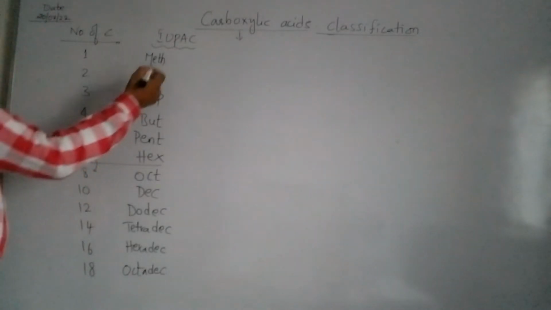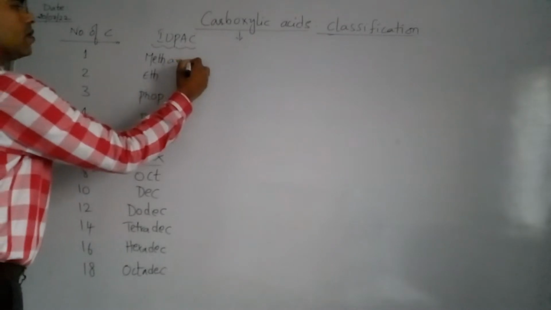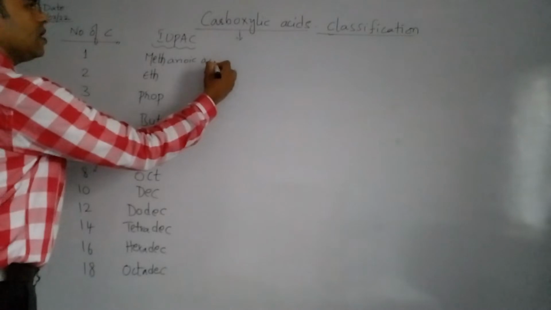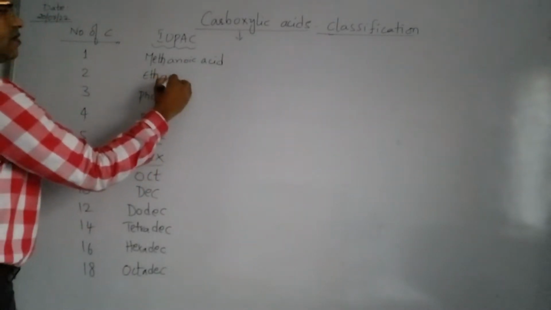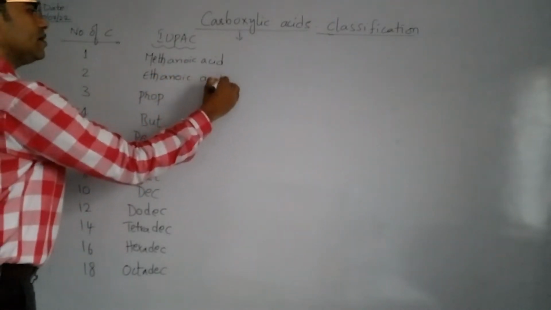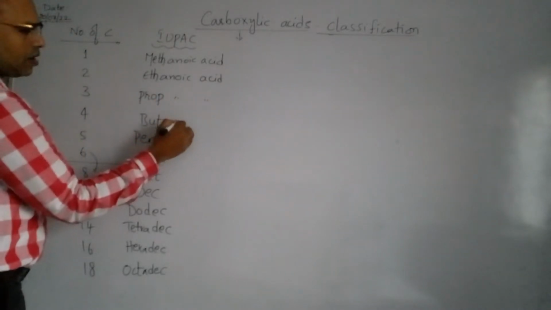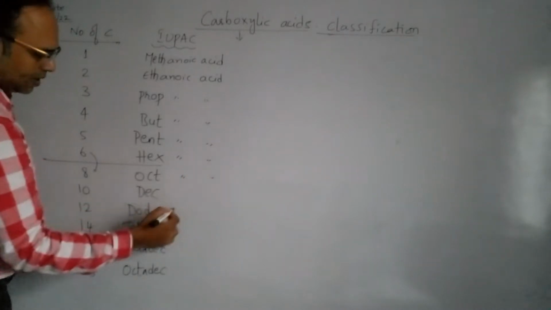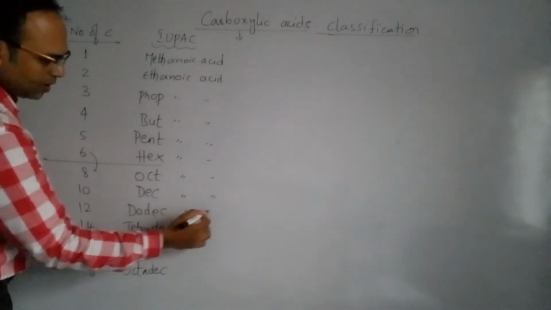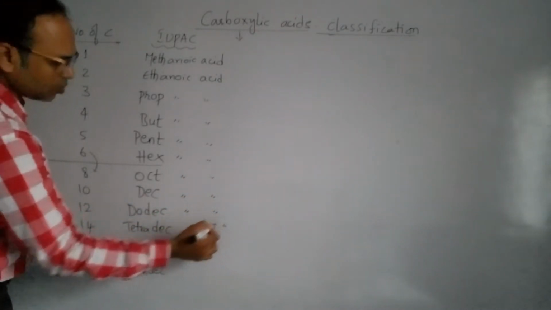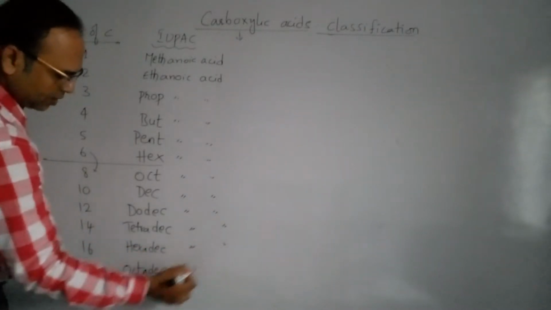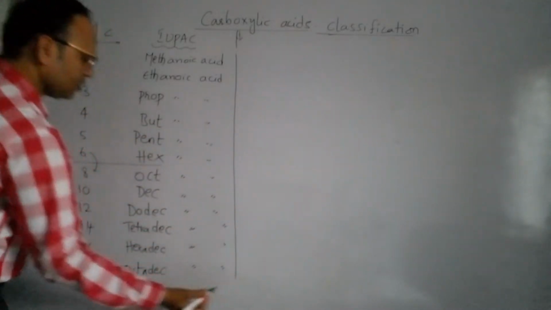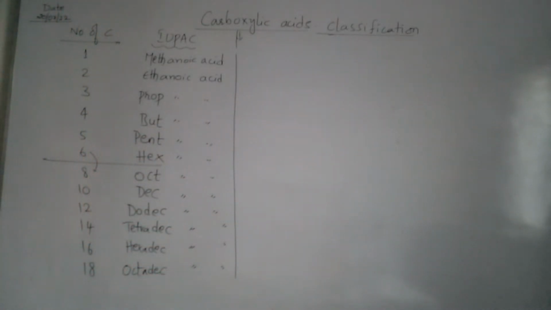After writing this, simply add AN plus oic acid, that is methanoic acid. Next comes ethanoic acid, and similarly propanoic acid, butanoic, pentanoic, hexanoic, octanoic acid, decanoic, dodecanoic acid, tetradecanoic, hexadecanoic, and octadecanoic. So using this method, we have written the IUPAC names.